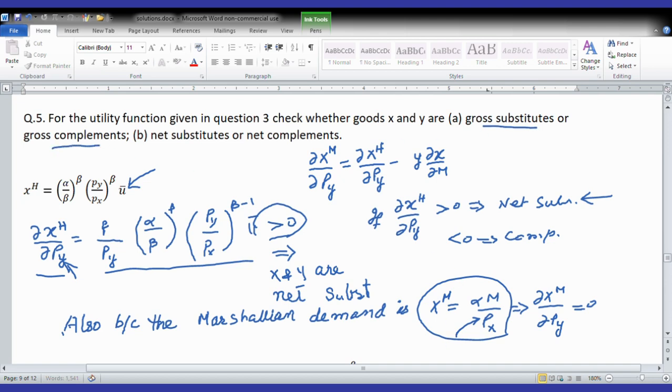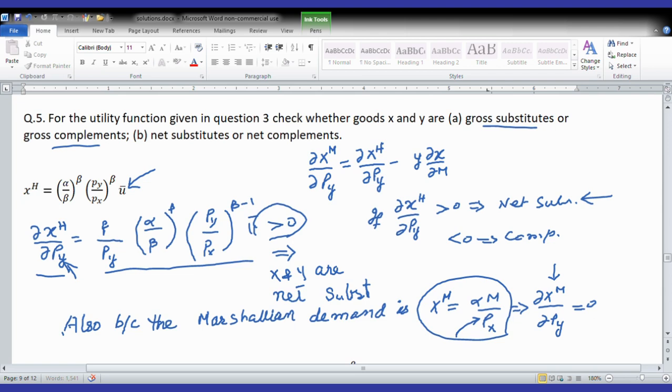If you had a Marshallian demand function for which this derivative had been greater than 0, then we would say that the two goods were gross substitutes. If for the two goods case, for example, you had a Marshallian demand function for which this derivative was less than 0, then you would conclude that the goods are gross complements.